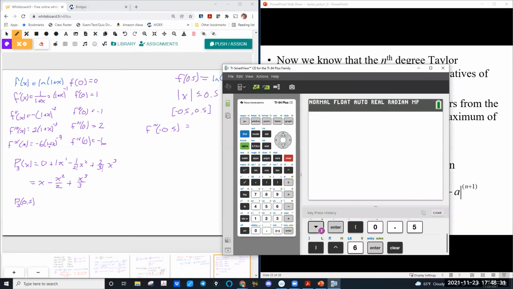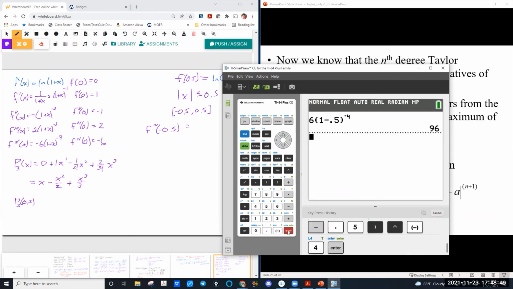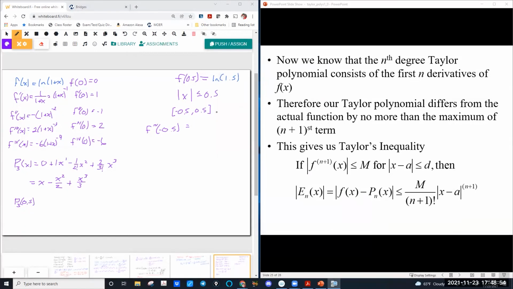Remember what we're doing. We're plugging this into the fourth derivative. So we have -6. Actually, we don't care about the positive or negative, because we want the absolute, the biggest magnitude, 1 minus 0.5 raised to the -4. 96. Okay. I couldn't tell if I wrote 90 or 96, so I wanted to check. So that's 96. All right, we'll also do our derivative at 0.5.